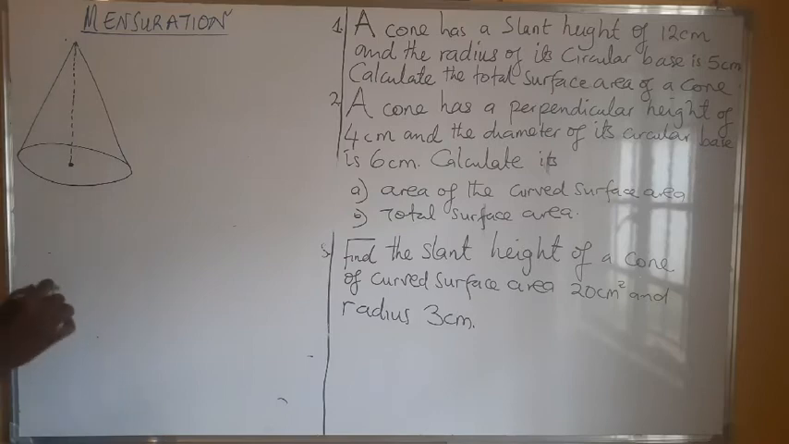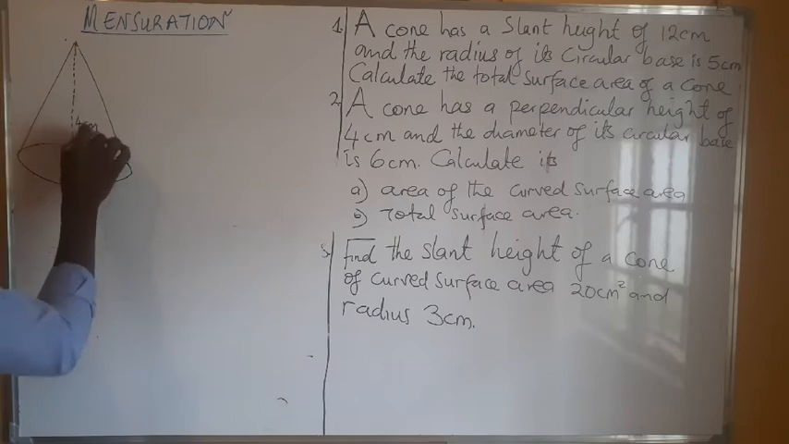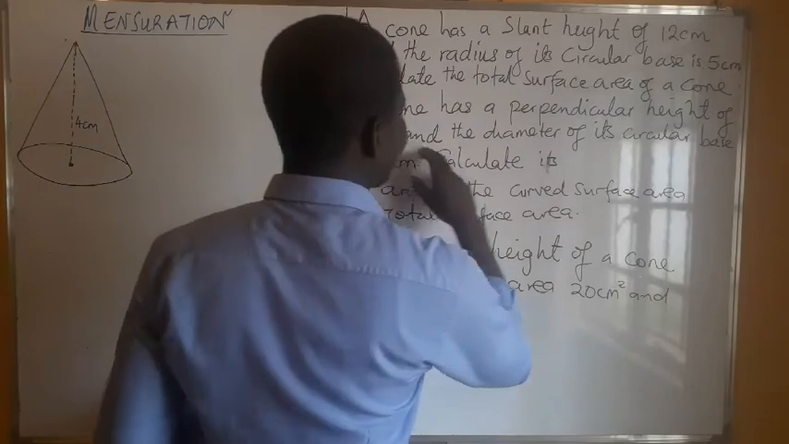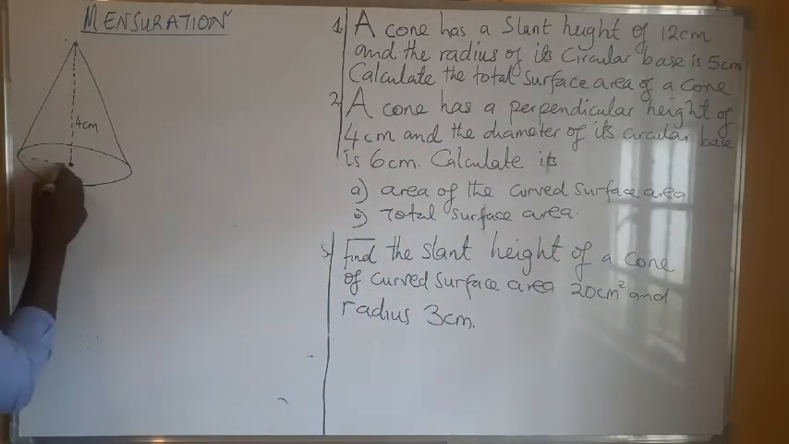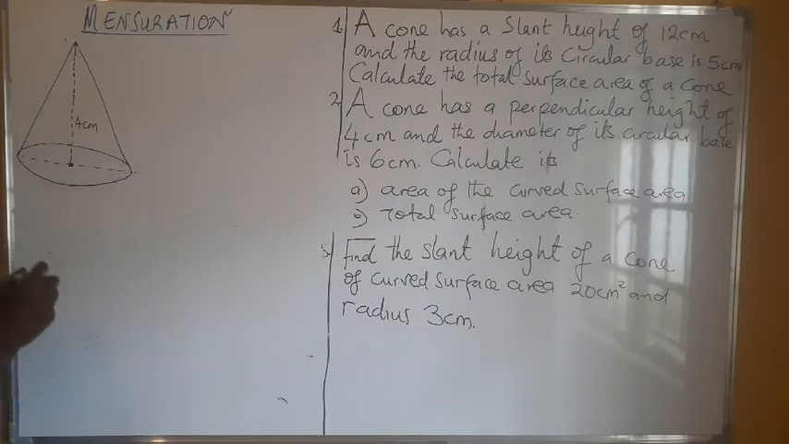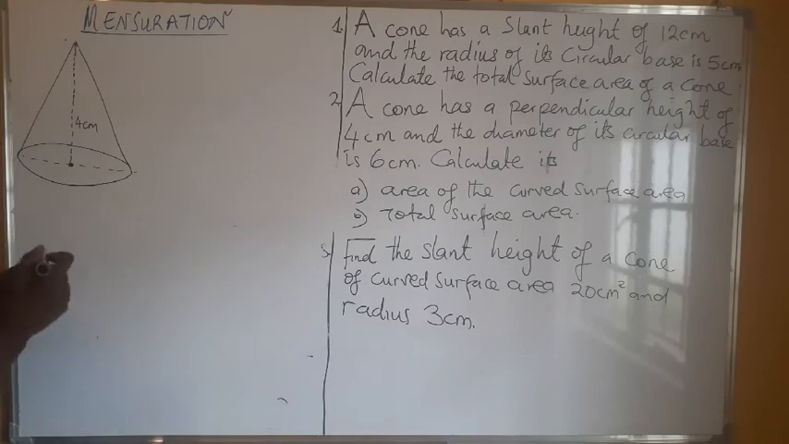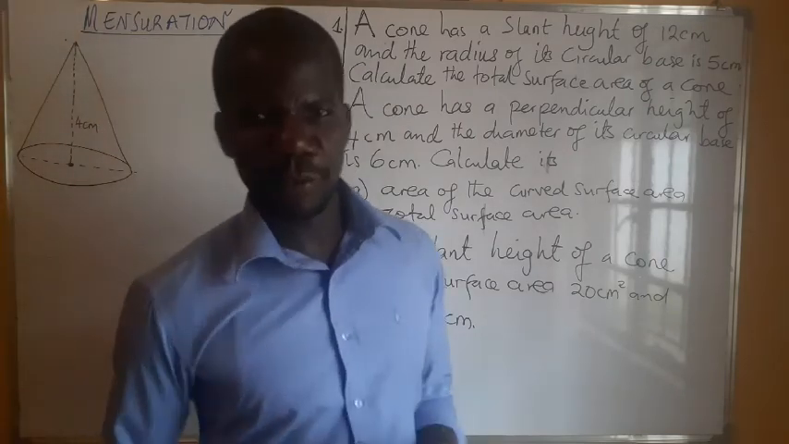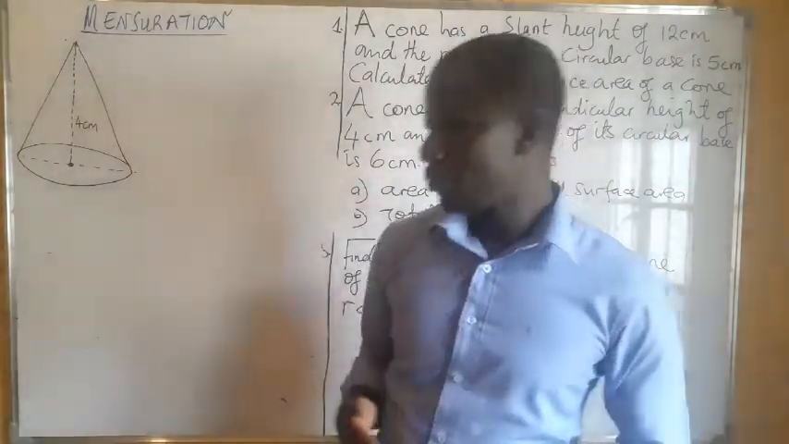This is the perpendicular height, okay? This is the perpendicular height, which is 4 centimeters. That's what has been given in the question. And we have also been given that the diameter, from this point up to this one, is 6. But you should know that what we need in our formula is the radius. And for the radius, we have to divide that diameter by 2.